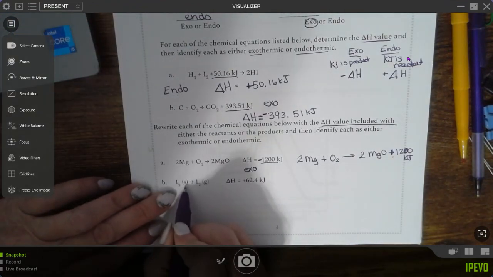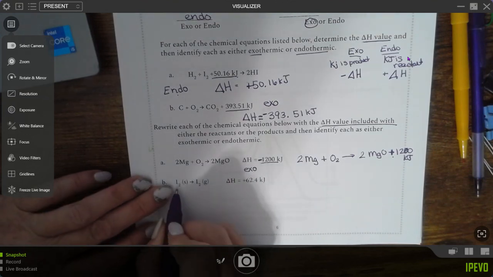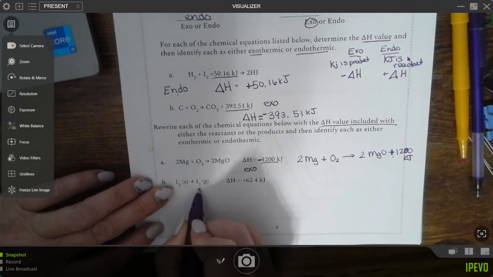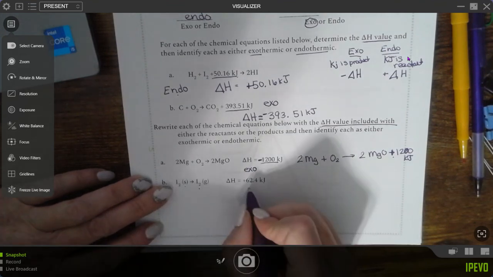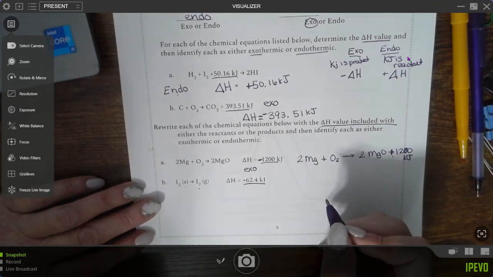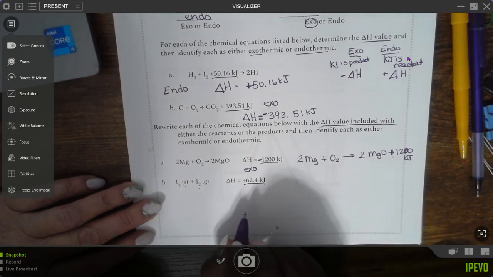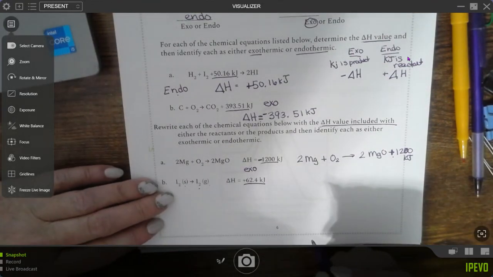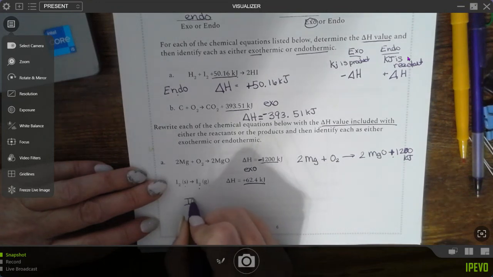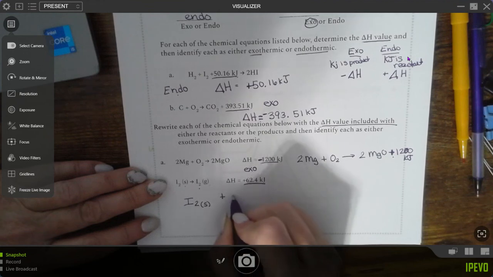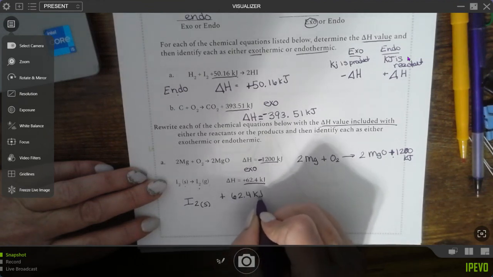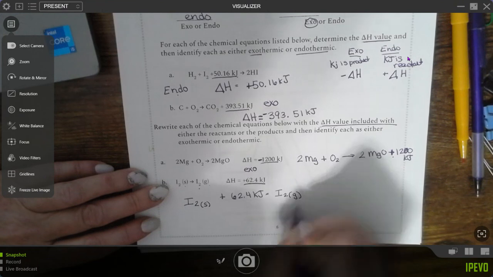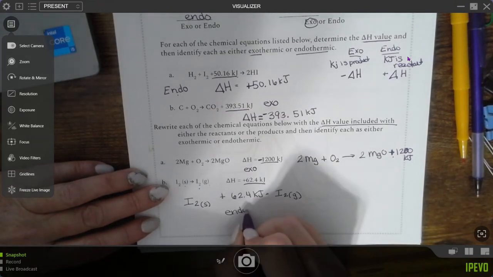Here we have iodine, and this is an interesting thing. I don't know if you pay attention, but what this says is we have iodine as a solid, and that transforms to iodine as a gas. This tells us that 62.4 kilojoules of energy is put into or absorbed into the reaction, into this process. So if I rewrite this, I'm going to write I2 solid plus 62.4 kilojoules is equal to I2 gas. And this is an endothermic process.